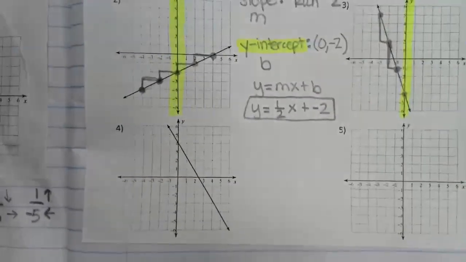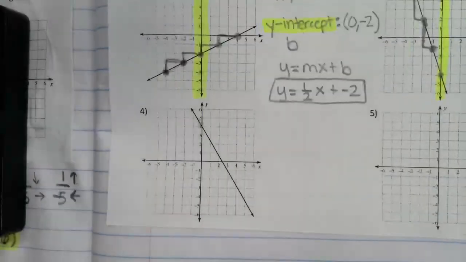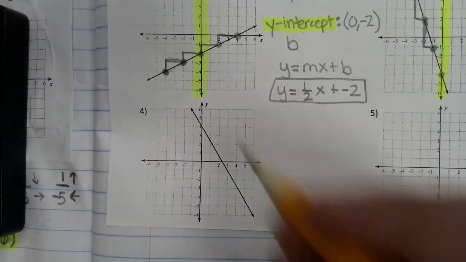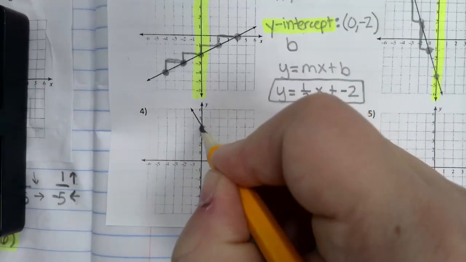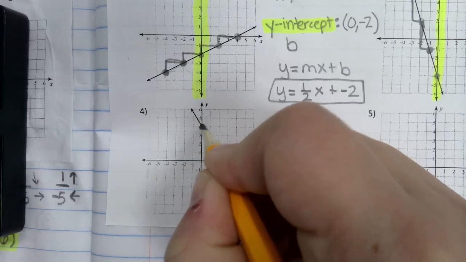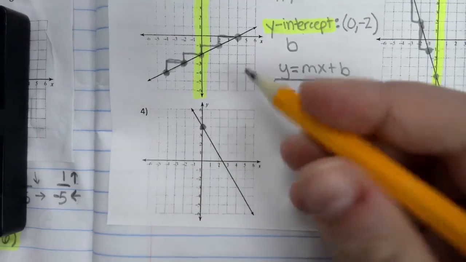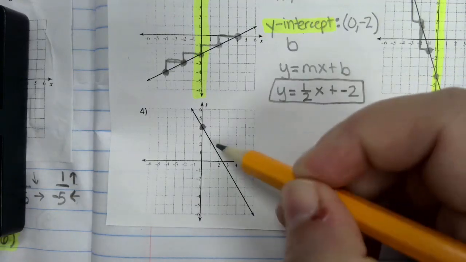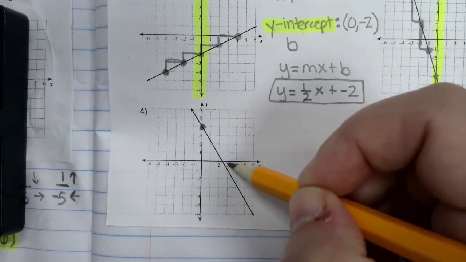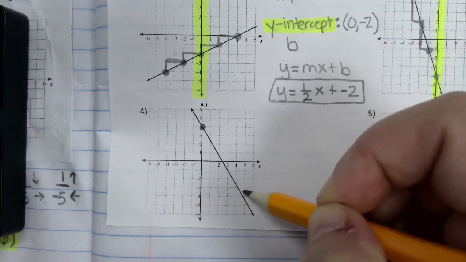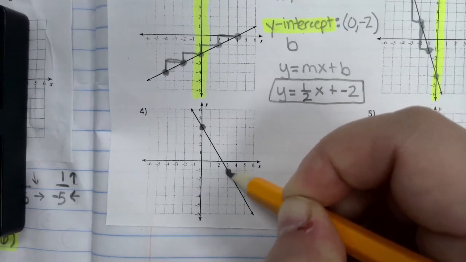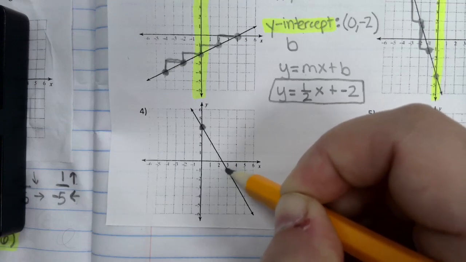Okay, number 4. Again, we're going to start by finding our points. So we have one here at (0, 4). And then we want to make sure that we have actual points that we see. I know that there's one here at (3, -1). Where do you see that? Oh yeah, I see that one.